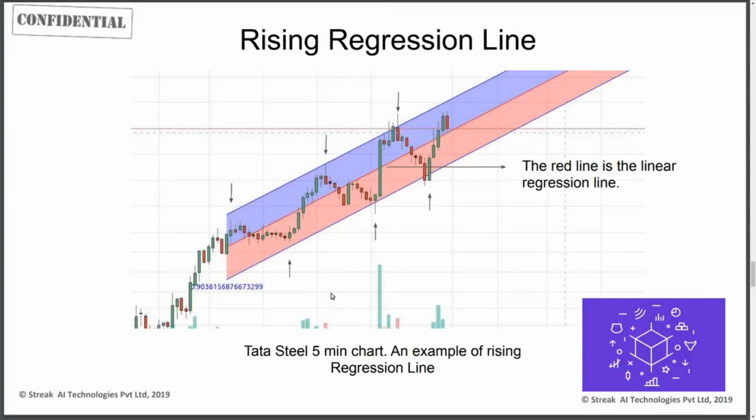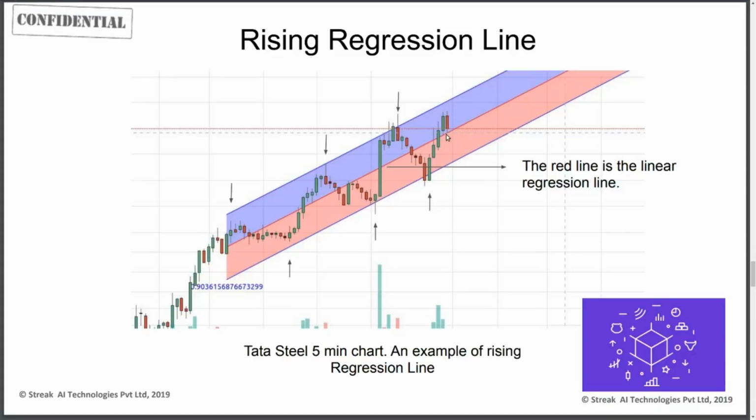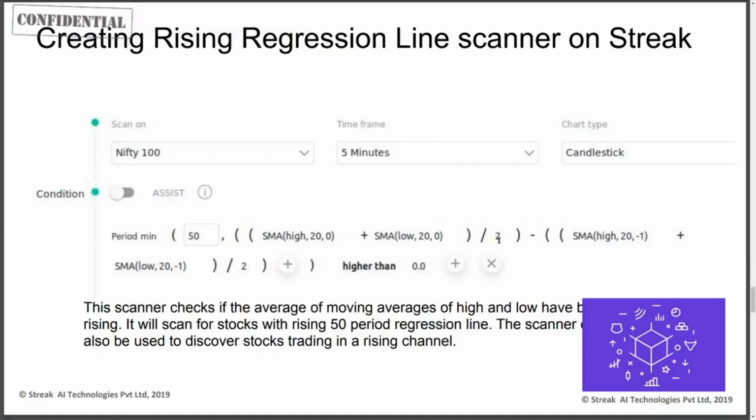Okay, so this is how a rising regression line looks like. The center line, if you see here, is a regression line, which is basically the linear regression line, and the up and bottom parts are the bands. This line best represents the price trend or price movement. Now, this is a Tata Steel 5-minute chart example of a rising regression line. So let's look at how we can create it in Streak scanner.